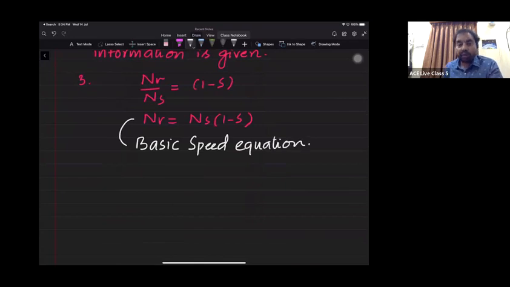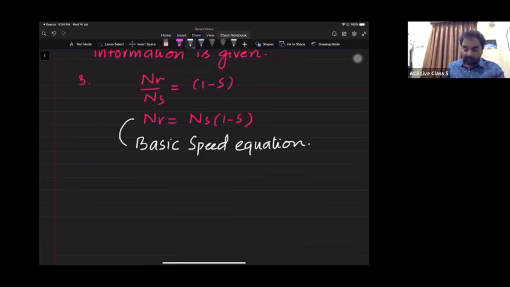So tomorrow if anyone asks you, can you please tell me what is the equation we are having to find out the speed of an induction motor? So NR is equal to NS into 1 minus S. So now we can say we have an equation for finding out the speed of an induction motor. It is NR is equal to NS into 1 minus S. Is this point clear?